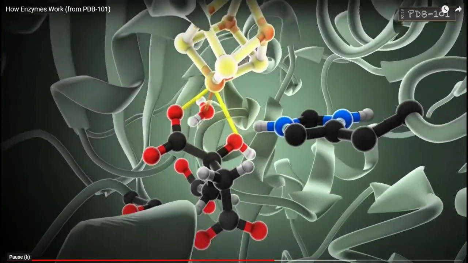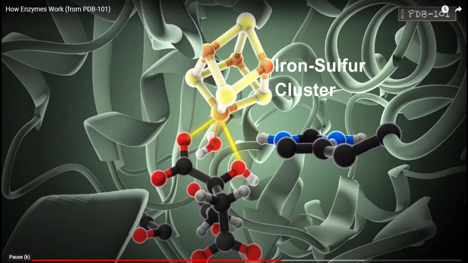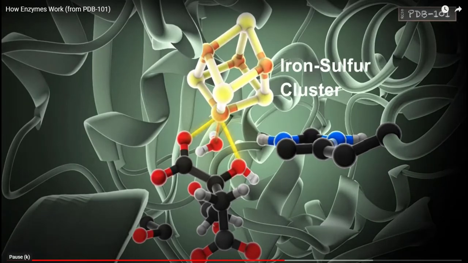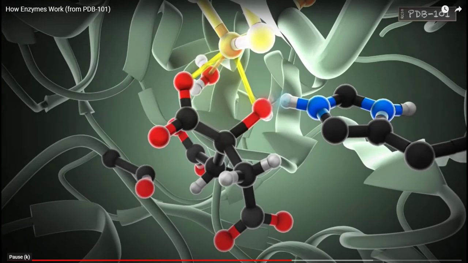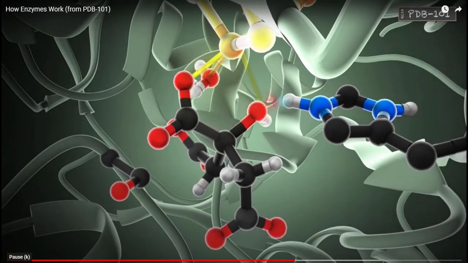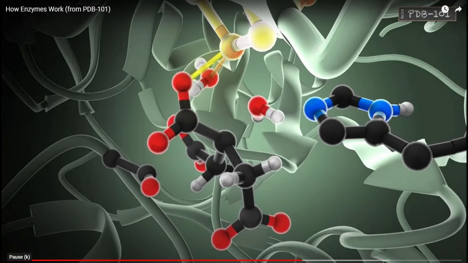The active site of aconitase also contains an iron-sulfur cluster that stabilizes the substrate electrostatically and helps to position it relative to the catalytic residues. The first step in the reaction is dehydration. In this step, histidine acts as an acid and protonates the hydroxyl on the substrate, allowing it to leave as a water molecule.